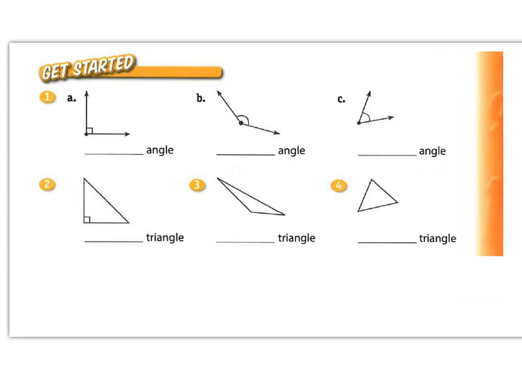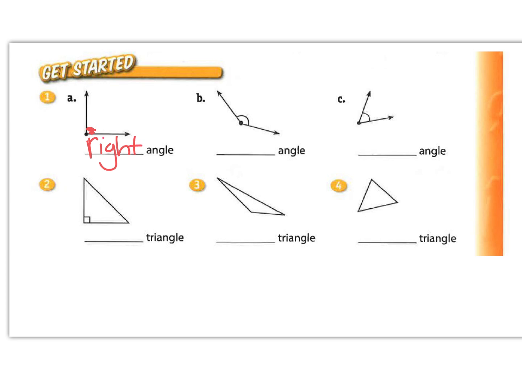All right, so let's look at these in review. So number 1, letter A, you can see the little angle box, or the box in the angle right there, which means it is a right angle.